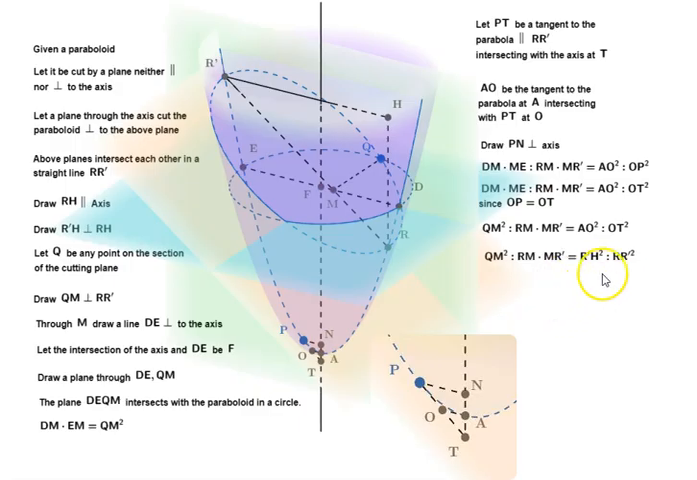What this tells us is that the square on QM is to RM times MR prime is equal to R prime H square is to RR prime square, which means Q lies on an ellipse whose major axis is RR prime and minor axis is equal to R prime H. Beautiful, right? That was proposition number 12 of works of Archimedes, specifically from On Conoids and Spheroids.